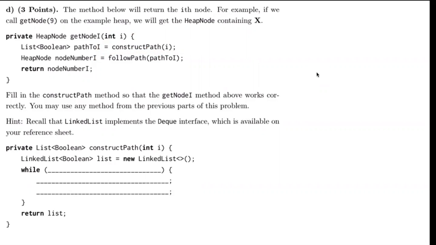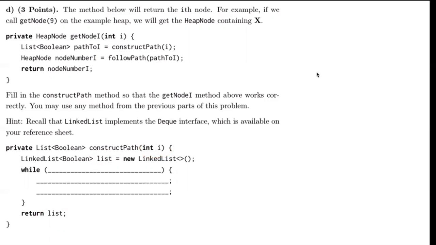So looking at our skeleton code, we have an empty linked list and we have a while loop, and at the end we return our list. So we know that we are going to need to be adding something to this list that's given to us because that's what we're returning at the end, and that should be the list of the falses and the trues. And so we know that we are given the node number that we want the path to.